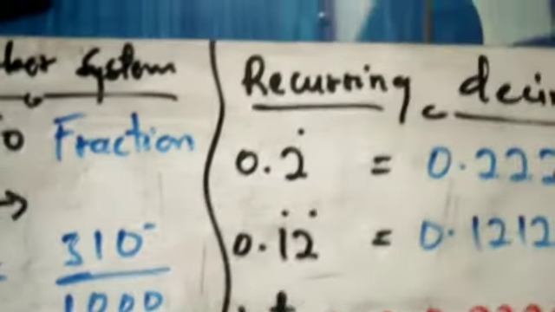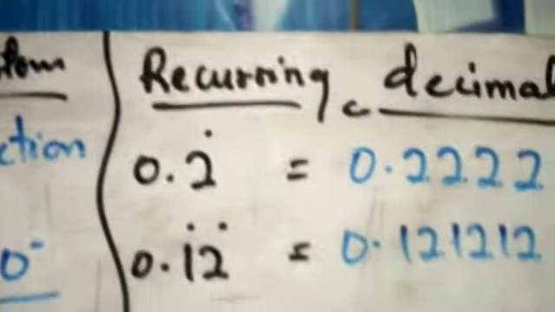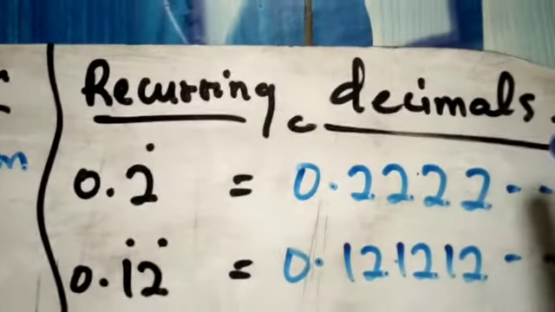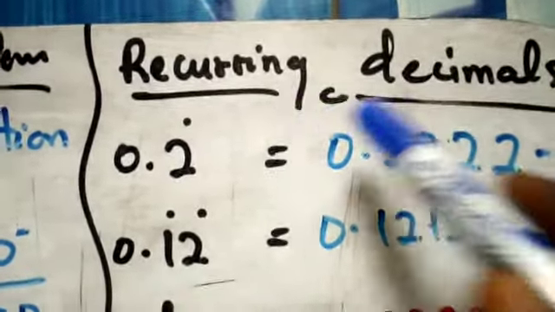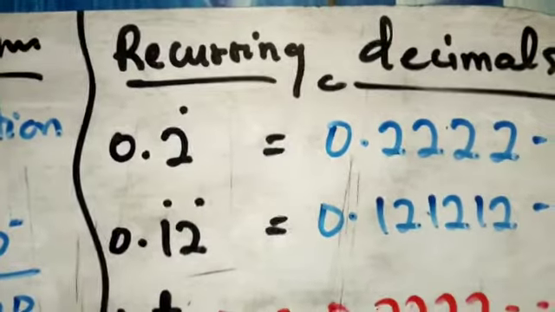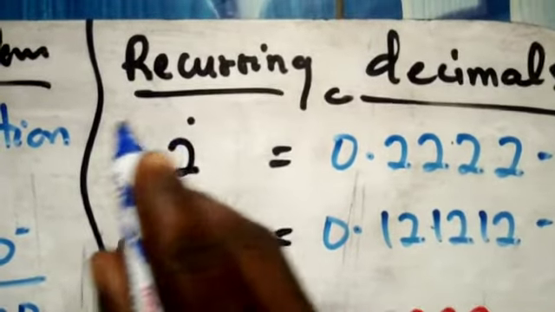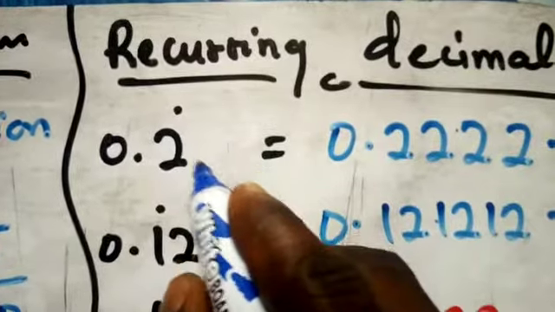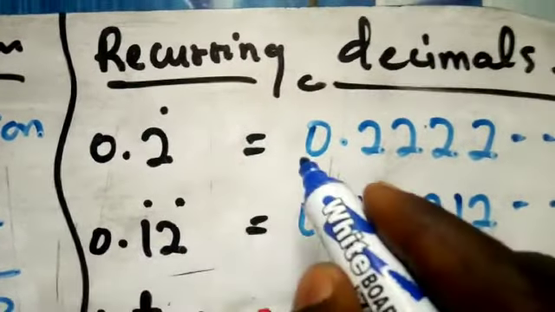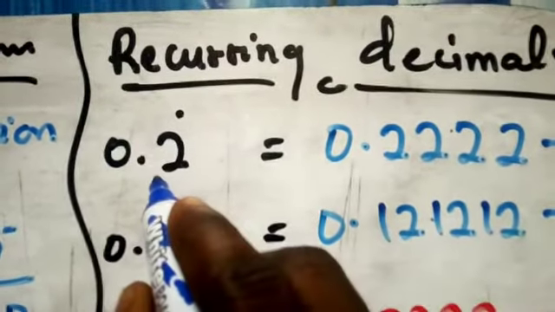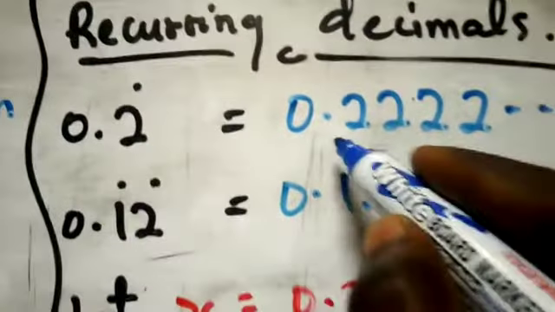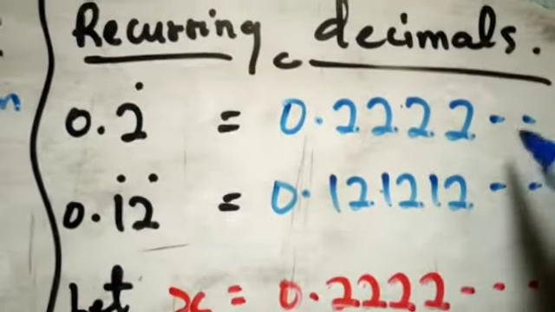Now, the next one is what? Recurring decimal. So what is a recurring decimal? We are not interested in the name, but we are interested in the image behind the name. So look at this somewhat horrible thing. This is 0.2 with a dot on top. What does it mean? The meaning behind the thing is the most important thing. This symbol tells us that the 2 keeps on repeating itself.